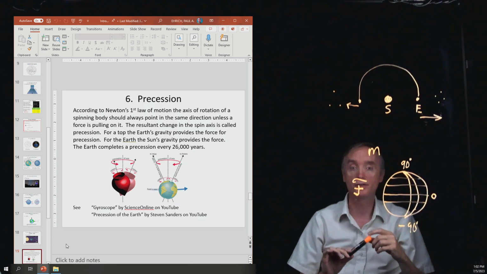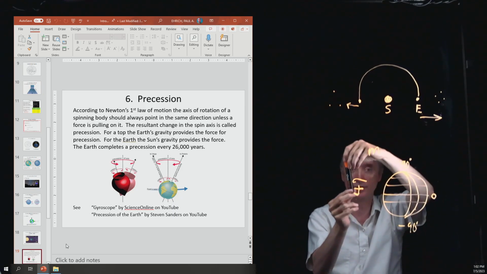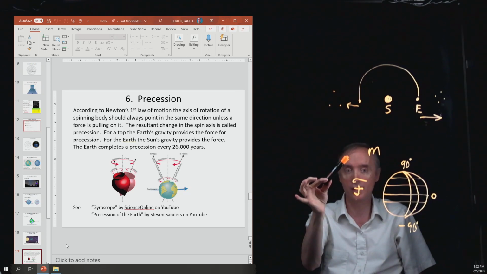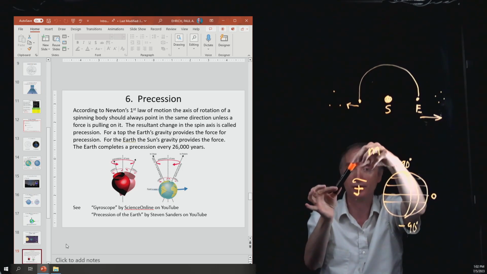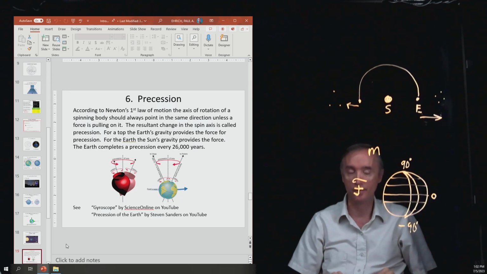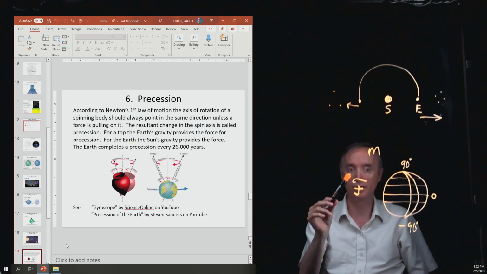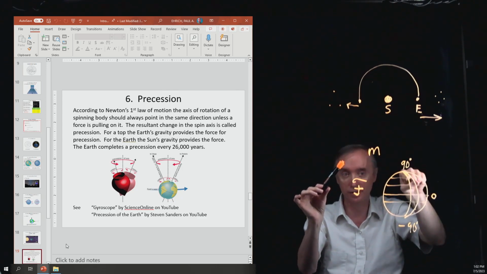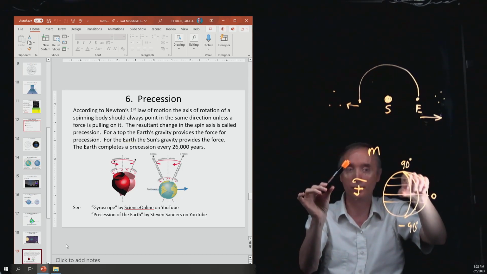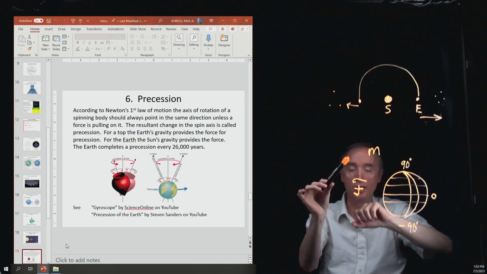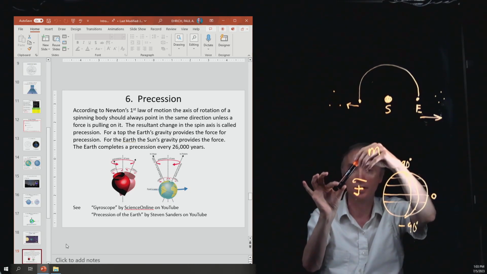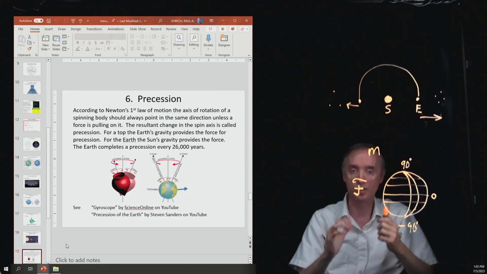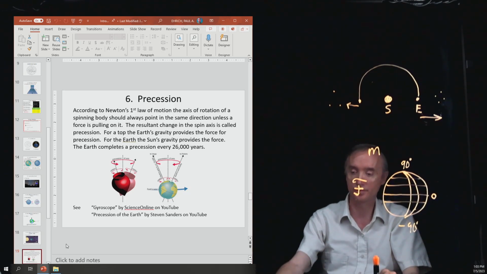Okay, but the Earth precesses. So the Earth is tipped over at a 23-degree angle, and the Earth also is precessing very, very slowly, every 26,000 years. Okay, that's because it's feeling the gravity of the sun over here, and also a little bit of the gravity of the moon as well. But once again, it's gravity. So gravity pulling on the spin axis makes it precess. So just know the definition of what precession is.